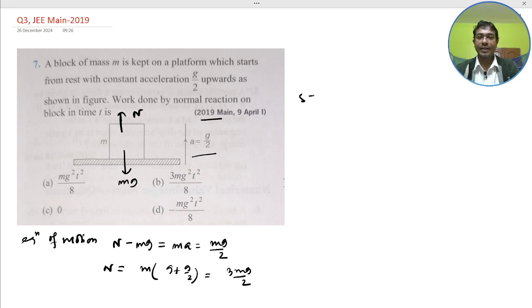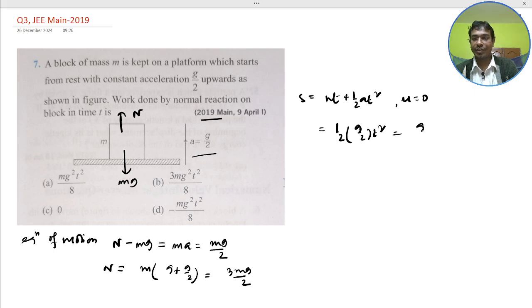So you have to find s equal to ut plus half at square. Here u is equal to 0 at rest. Just put this value, half a means g by 2, into t square. You just get gt square by 4.